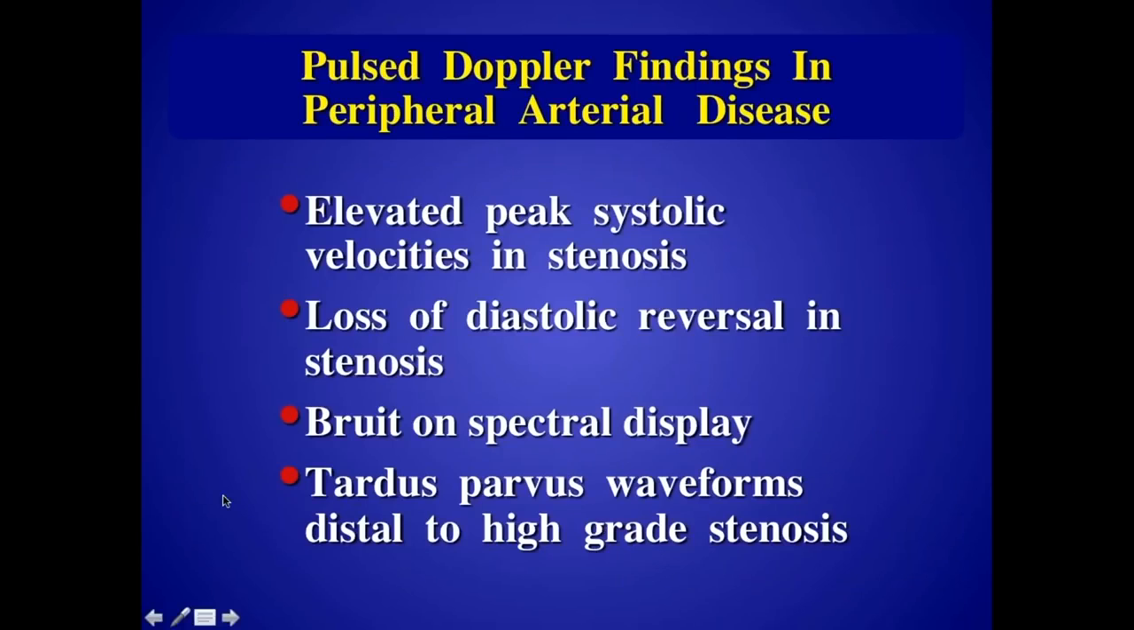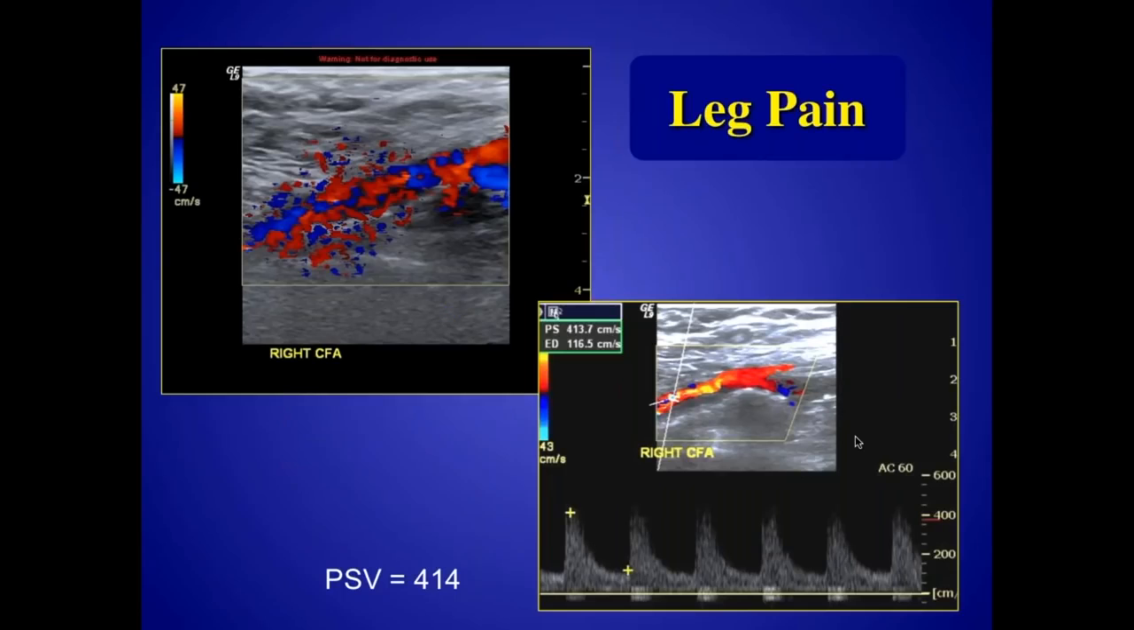Okay, so peripheral Doppler findings in peripheral arterial disease. We're going to be looking for elevated peak systolic velocities in the stenosis. We look for loss of the diastolic reversal, the bruit on a spectral display, and the tardus parvus waveforms in the poststenotic area. I've already discussed with you the appearance of the color bruit, but we can also see a bruit on our spectral waveforms, and we can look for that as an additional sign of a high-grade lesion.